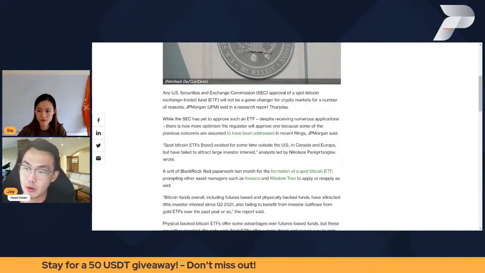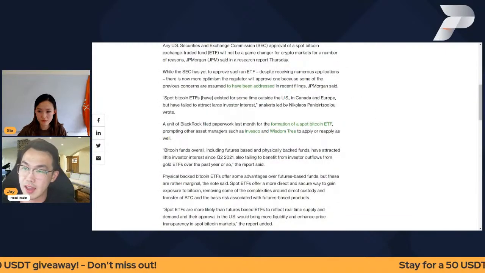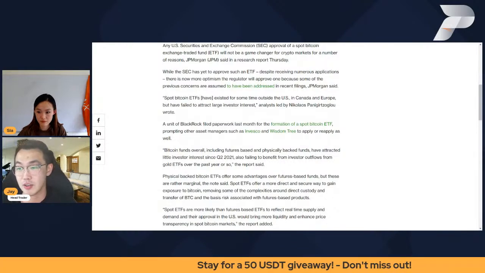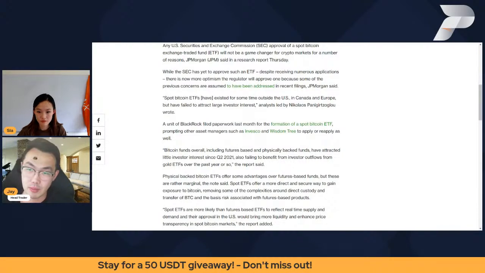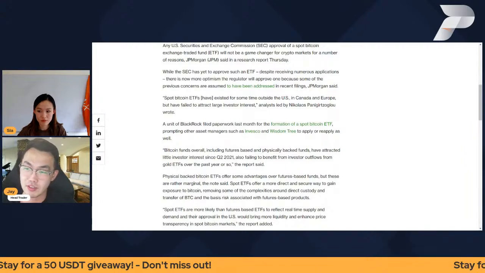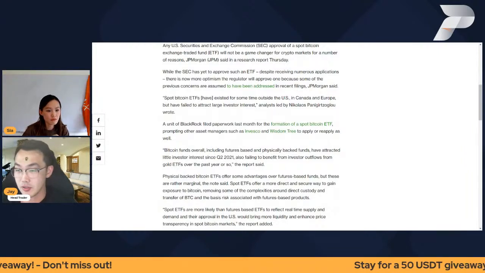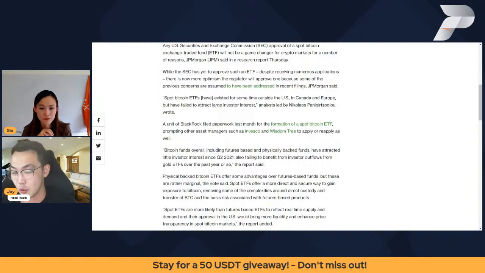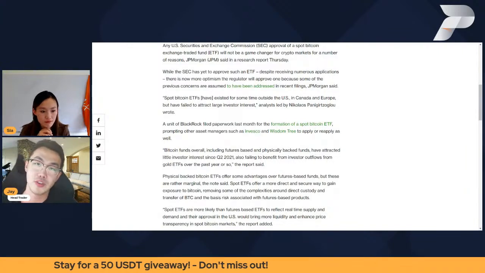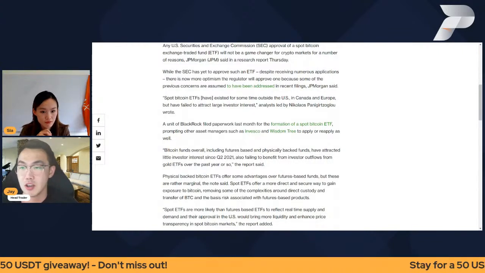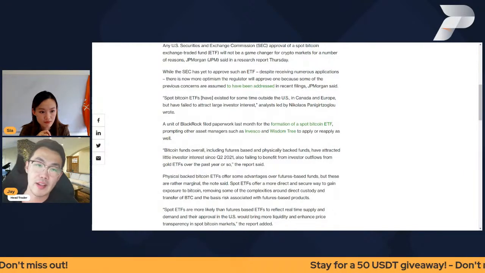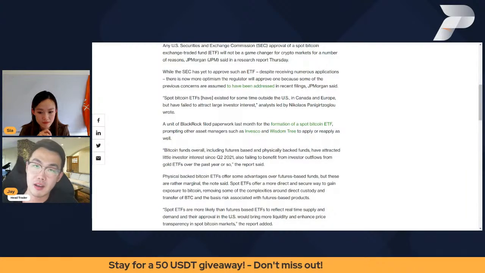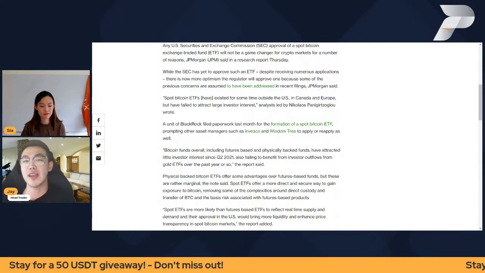So basically what JP Morgan said in their note to investors is that spot Bitcoin ETFs have existed for some time outside of the US, both in Canada and in Europe, and they failed to attract large investor interest. And also in the US, we have Bitcoin futures ETFs. So why wouldn't people join Bitcoin futures ETFs, but they will join spot? So to me, the filing of the ETFs by BlackRock, by Fidelity, by ARK is a positive signal, but I think it's more of a narrative play.